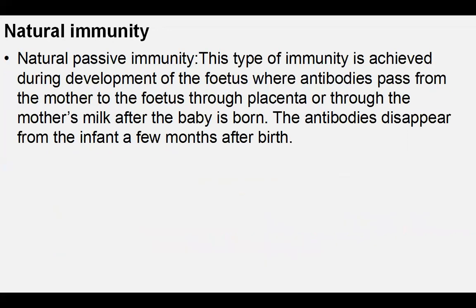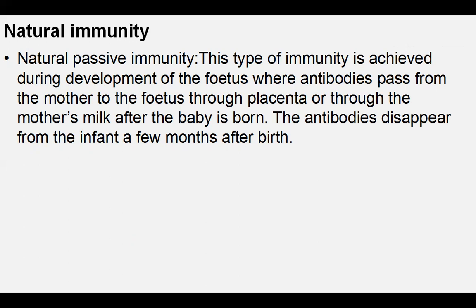Moving on, the natural passive immunity. This is the type of natural immunity which is achieved during development of a fetus, where the antibodies pass from the mother to the fetus through the placenta, or through the mother's milk after the baby is born. Now, these antibodies disappear from the infant after maybe a few months after birth. So basically, those are the two main categories of natural immunity.